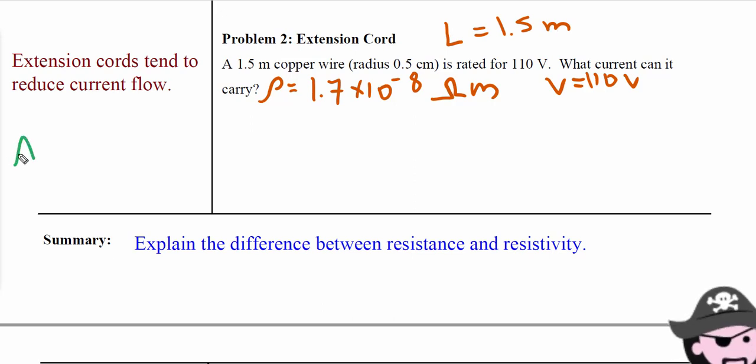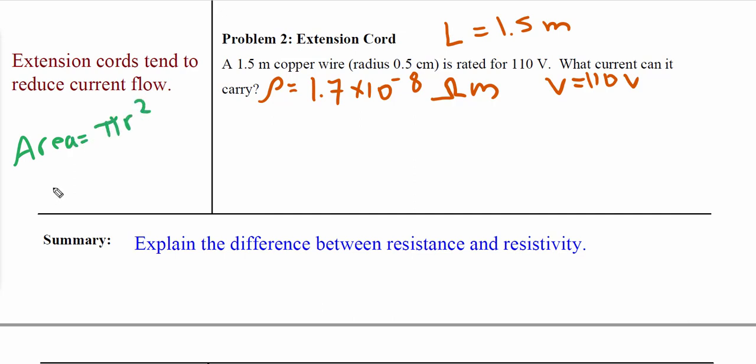Could you say the area for a circle again, please? The area is pi r squared. So in this case, we're looking at pi times 0.5 times 10 to the negative 2 meters, squared. Of course, because it's in centimeters, we have to convert that to 10 to the negative 2.